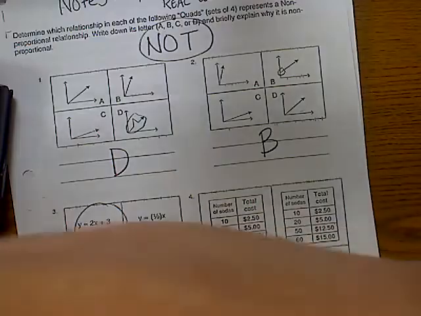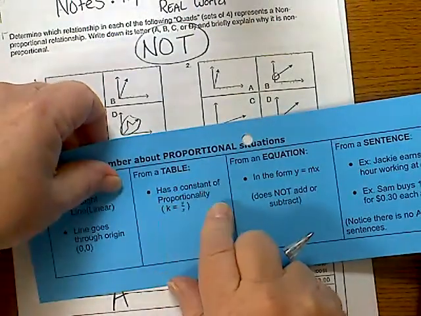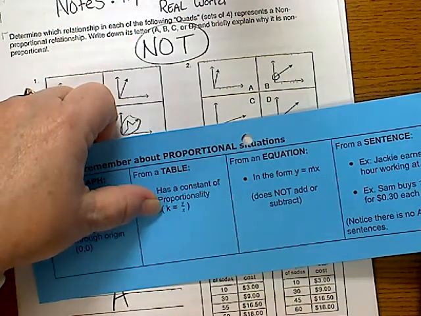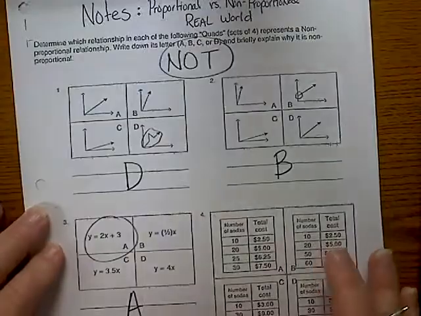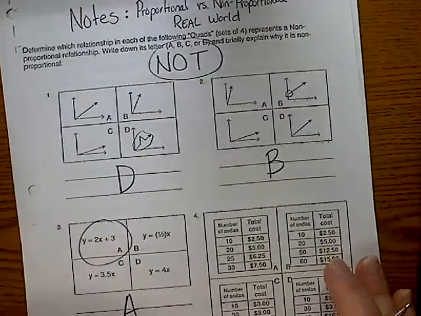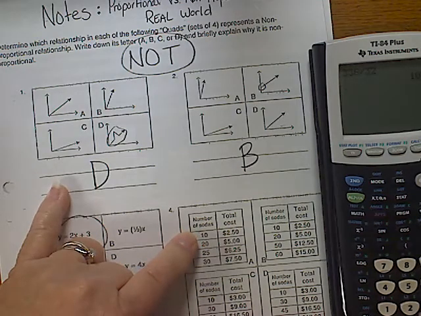All right, table. Here we go. From a table, remember, it has to have a constant of proportionality. So you have to divide your y by your x, every single one, to check. Okay, so here we go. First table. I know these are going to take a little bit of a minute, but we've got to do it.